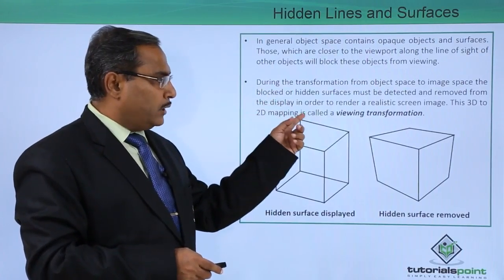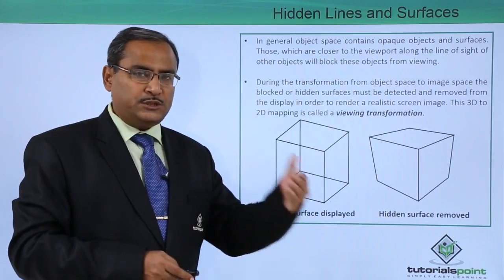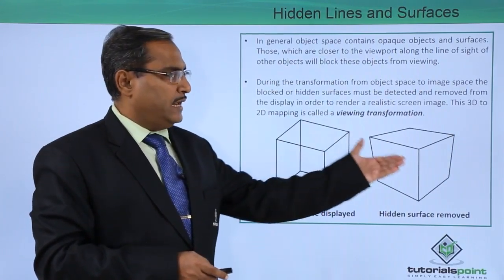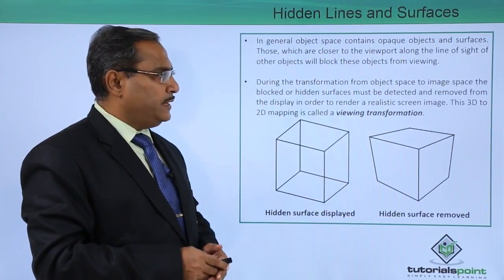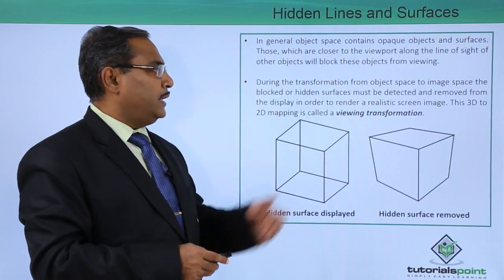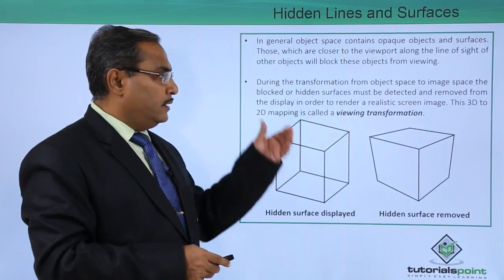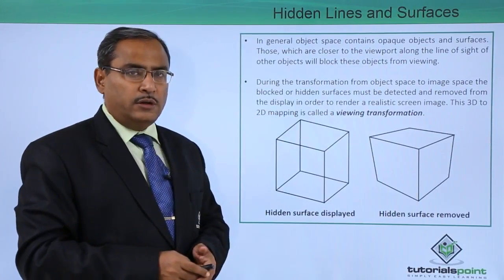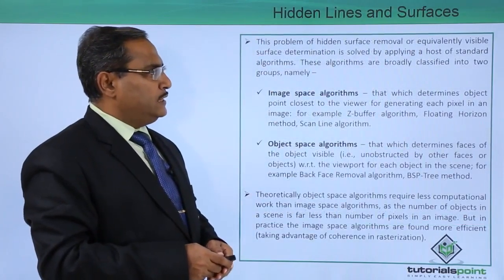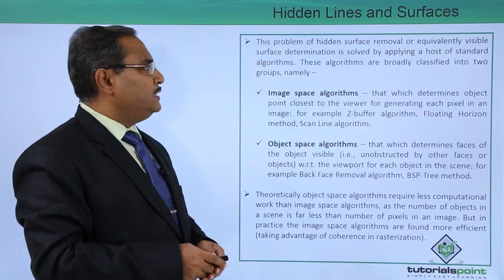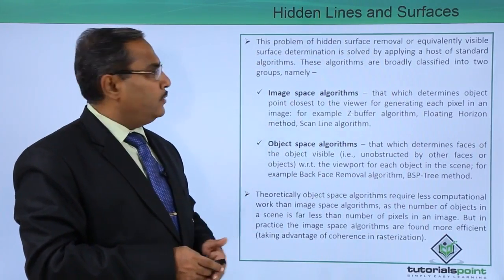Here it is a very important point: during the transformation from object space to the image space, the blocked or hidden surfaces must be detected and removed from the display in order to render a realistic screen image, and this 3D to 2D mapping is called viewing transformation. This problem of hidden surface removal, or equivalently visible surface determination, is solved by applying a host of standard algorithms.